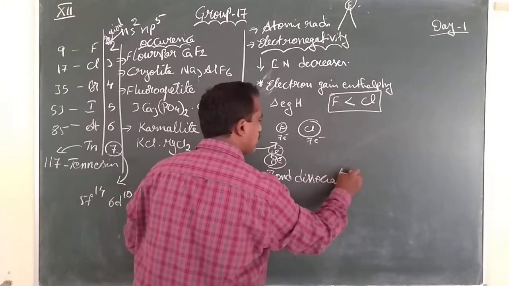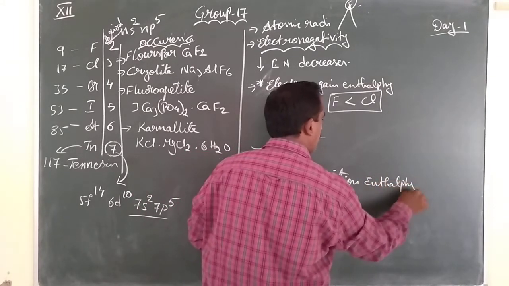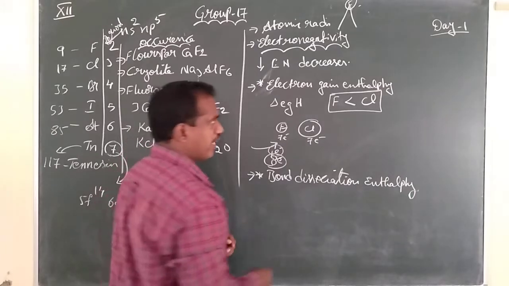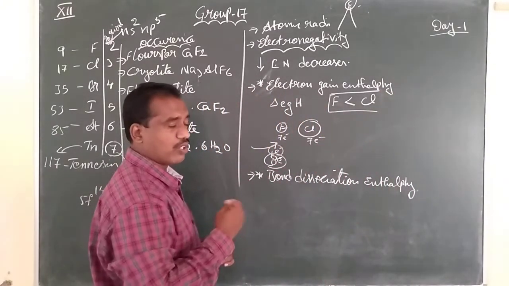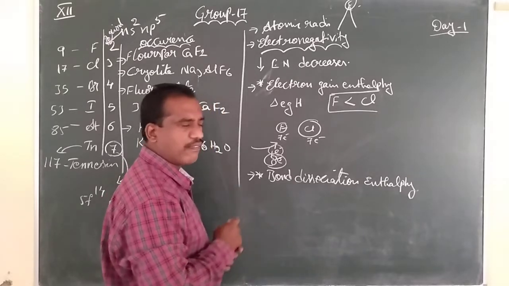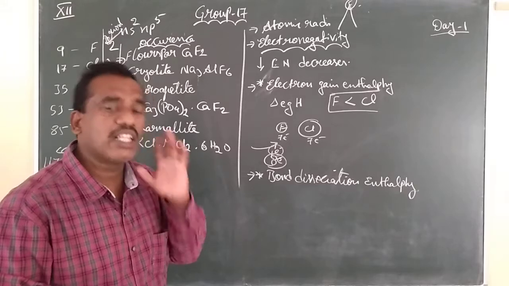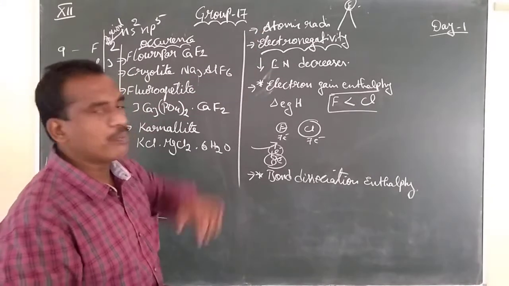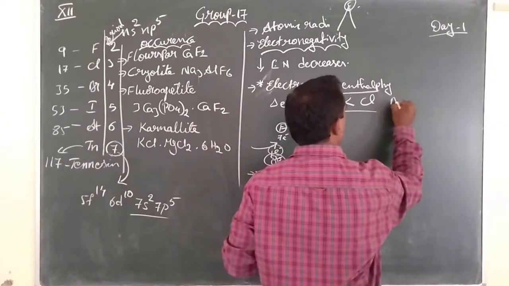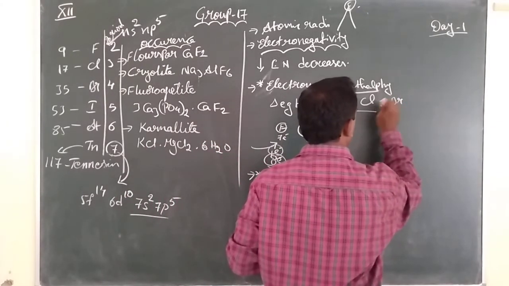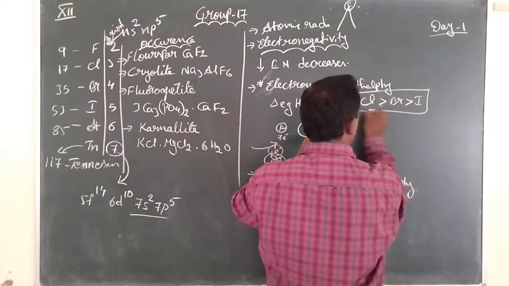So before I go to bond dissociation enthalpy, let me give you an order about the electron gain enthalpy. Already we said chlorine has a more negative electron gain enthalpy than fluorine. Even though fluorine is a highly electronegative element, its electron gain enthalpy is lesser than chlorine. Down the group, electronegativity is increasing, which means electron gain enthalpy decreases. So keep in mind, this is a very important order.